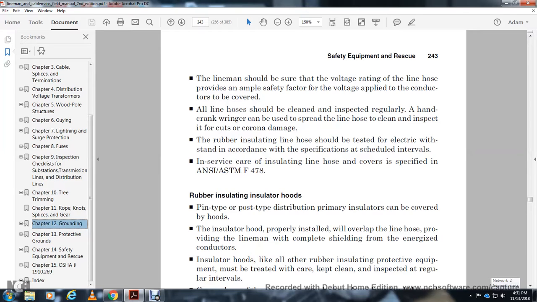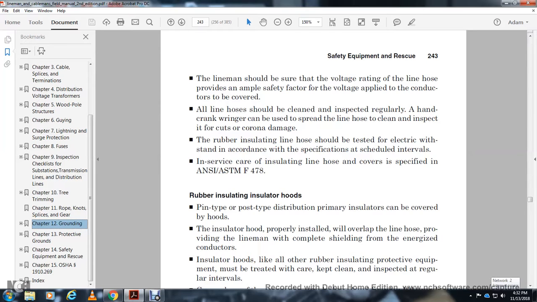All line hoses should be cleaned and inspected regularly. A hand crank wringer can be used to spread the line hose to clean and inspect for cuts or damage of the rubber insulating line hose. Line hose should be tested with electrical withstand tests at specified schedule intervals. For the care of insulating line hose cover, see ANSI ASTM F478.